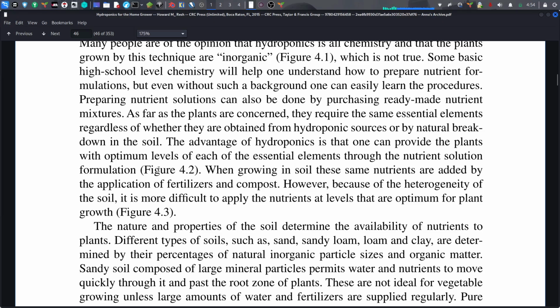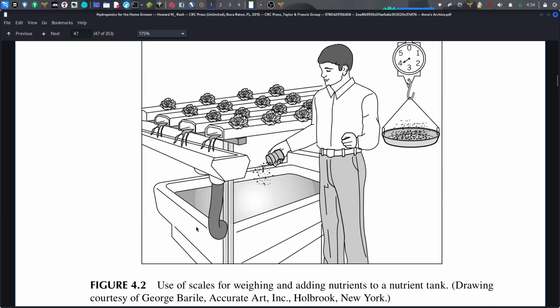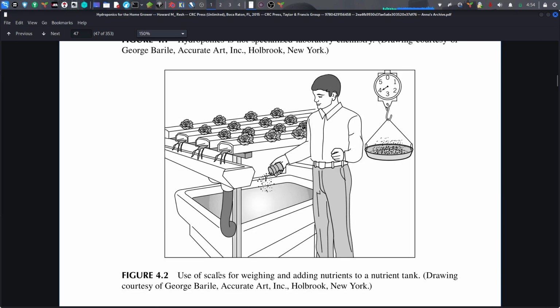Okay, let's check figure 4.2 and 4.3. Use of scales for weighing and adding nutrients to a nutrient tank, and then pumps flow these nutrients to roots, and plants get nutrients and generate their structures.